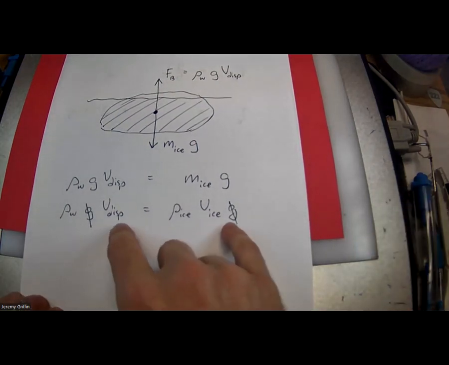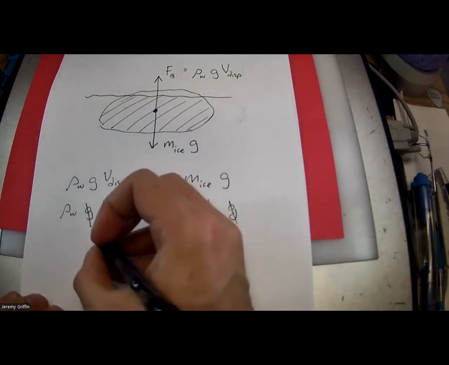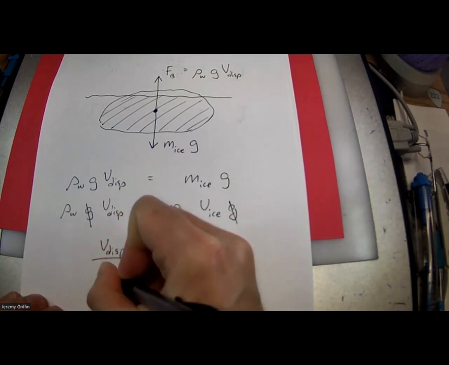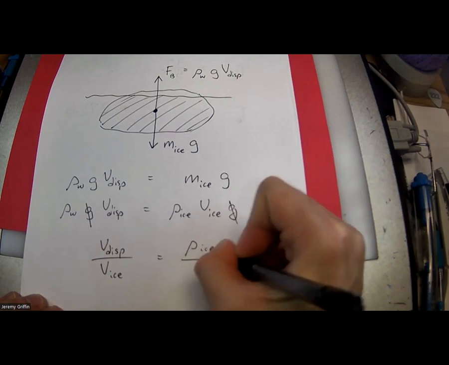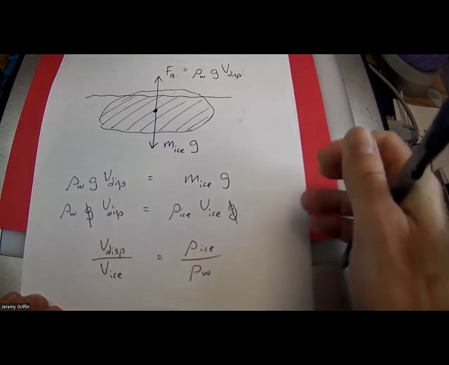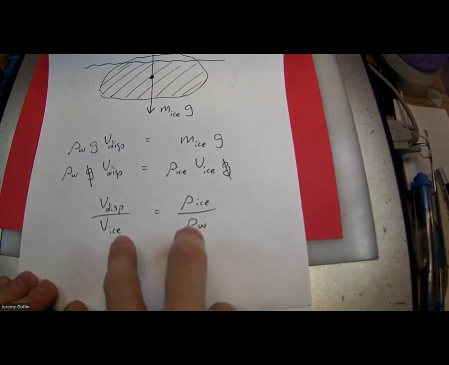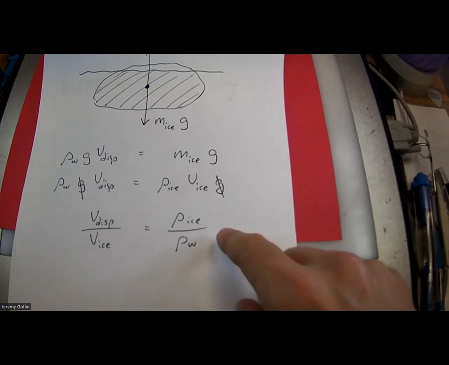Now, what we're solving for is actually none of these four variables specifically. We're looking for a ratio. For example, how about this? Displaced volume compared to the entire volume of the iceberg is equal to density of the ice divided by density of water. So the percent submerged is actually just equal to the ratio of the densities of the materials.